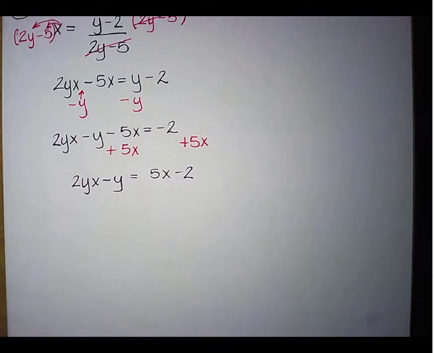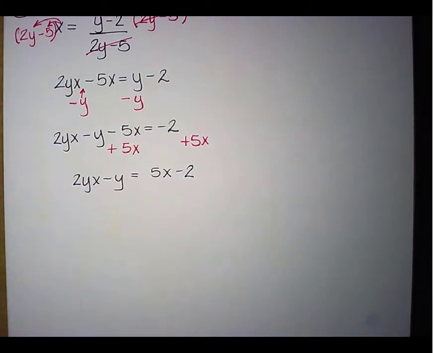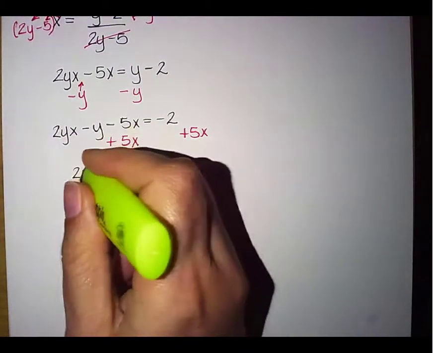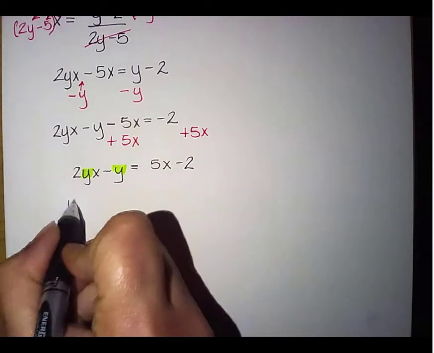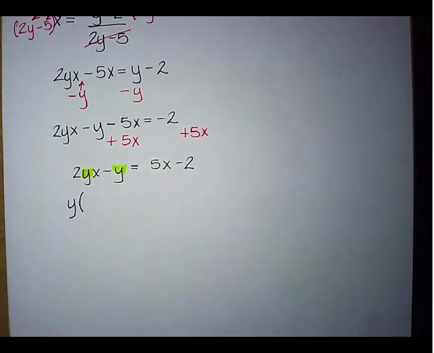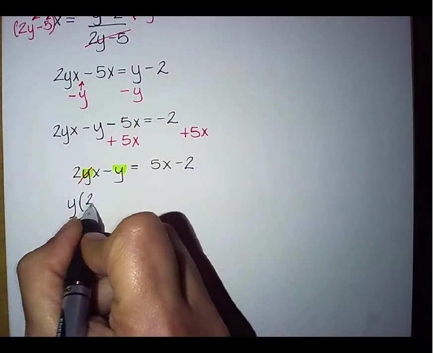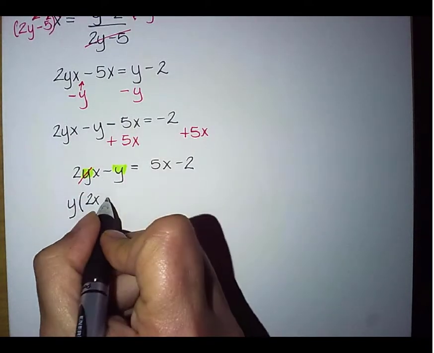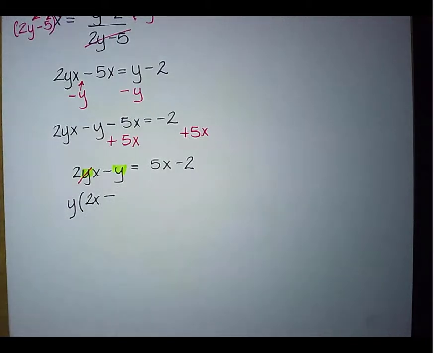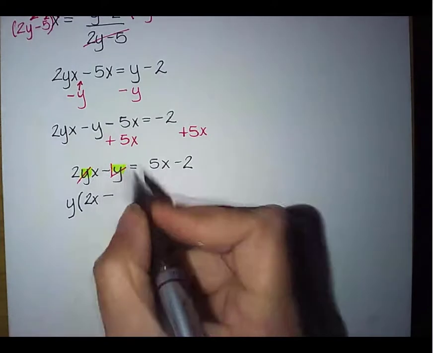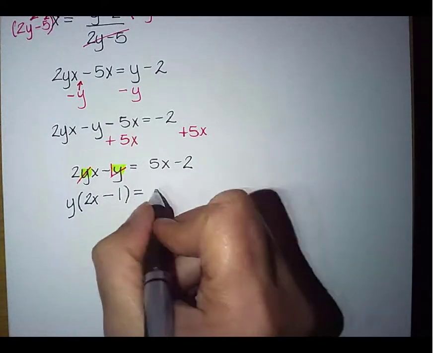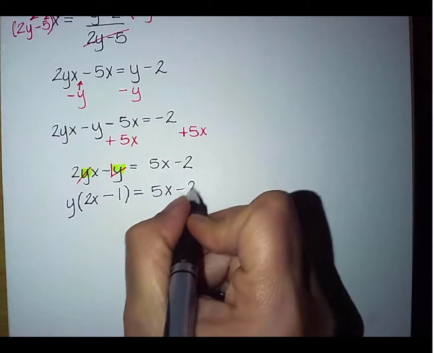Now, again, notice that we have our y's on the same side, but our problem is this guy has a y and this guy has a y. So we are going to factor out the y they have in common. So we're going to put a y out front and ask ourselves, if we take a y away from 2yx, we would be left with 2x. And again, bringing our sign, minus. And if I take this y away from this term, I would be left with a 1. And that's going to equal 5x minus 2.